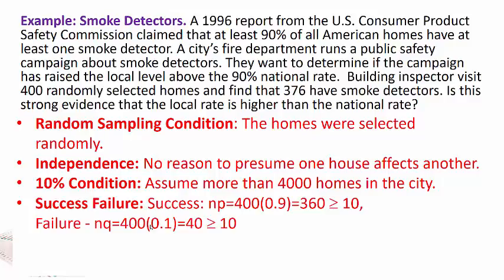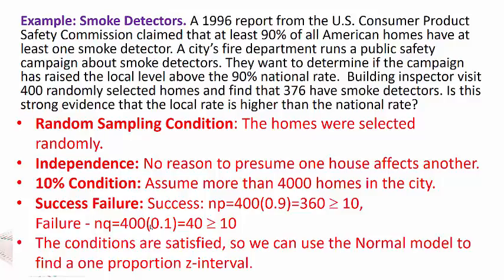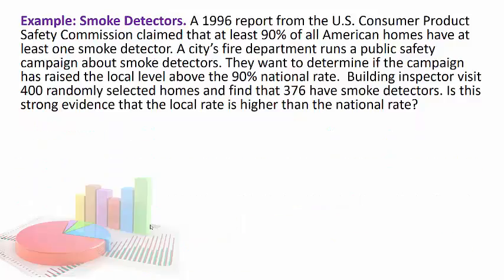Success failure condition: go ahead and calculate np and calculate nq and show that they're both greater than 10. In this case, they are. So the conditions are satisfied, so we can use the normal model to find a one proportion z interval. Okay, so let's go ahead and create the model. So that's what we're going to do.